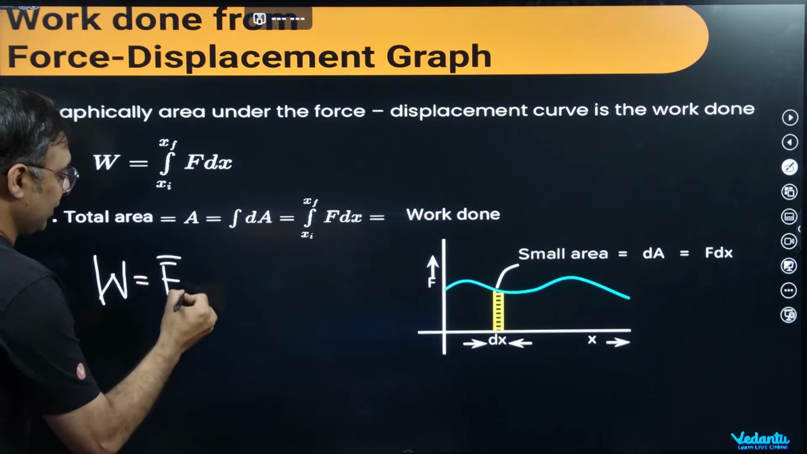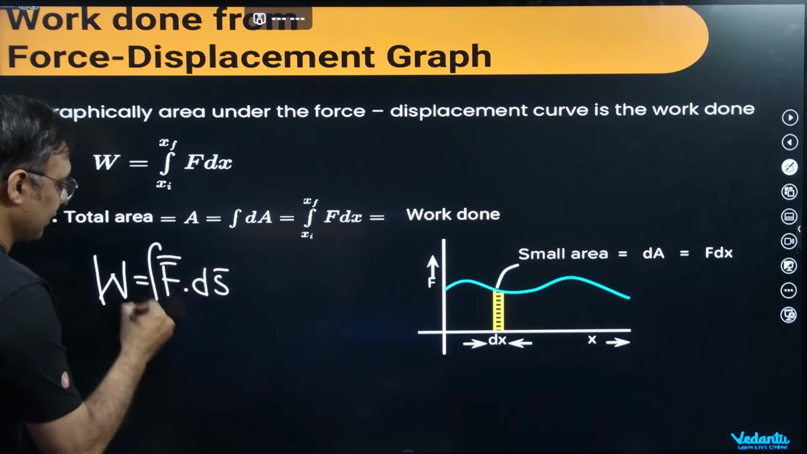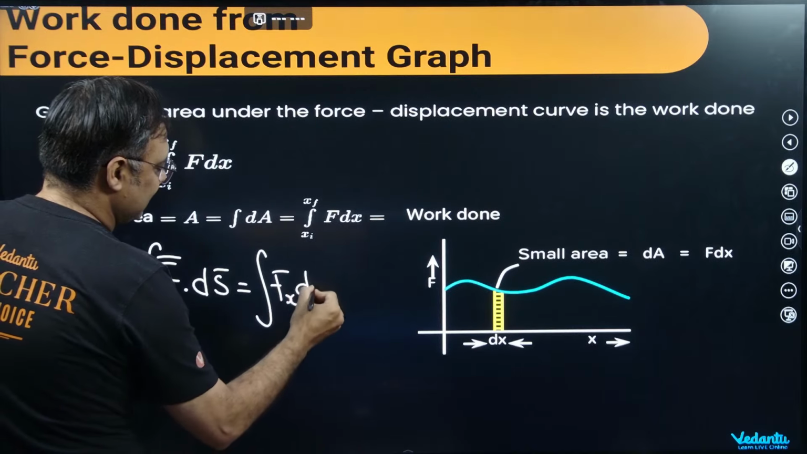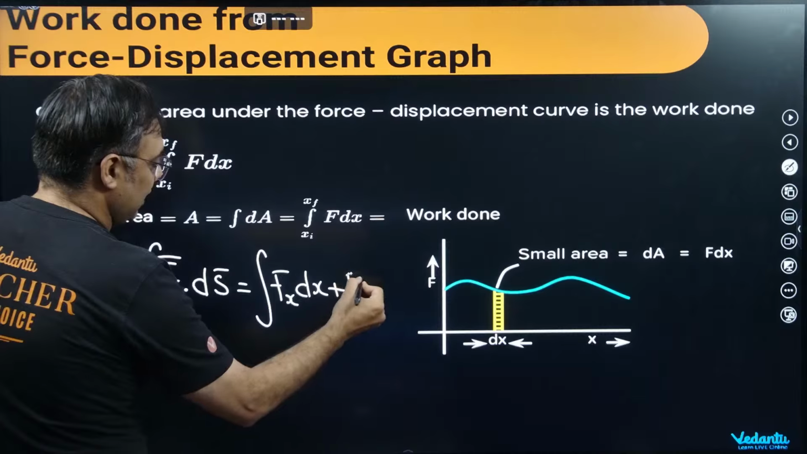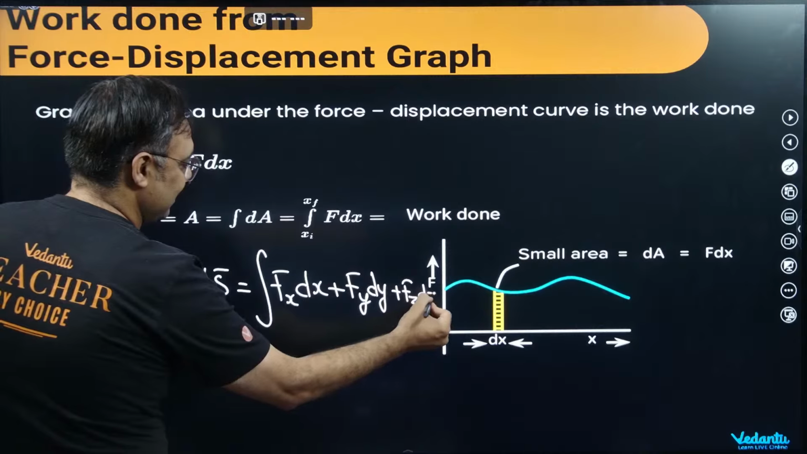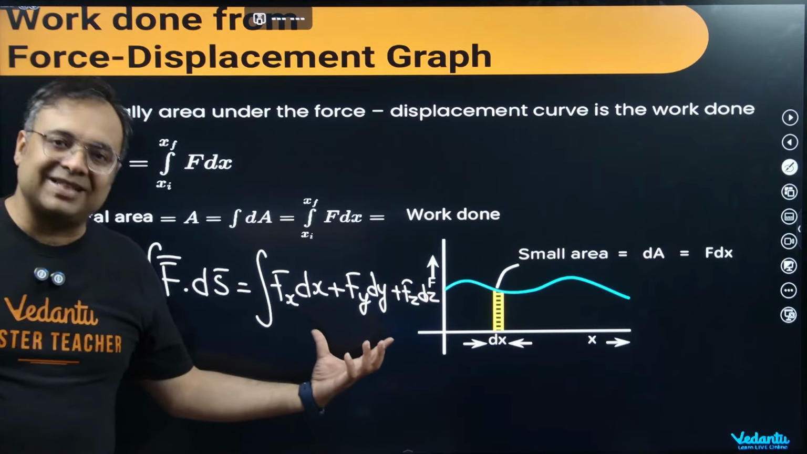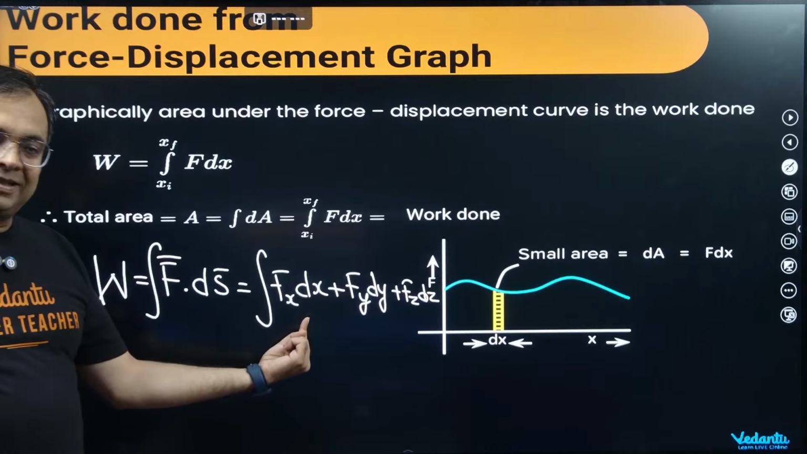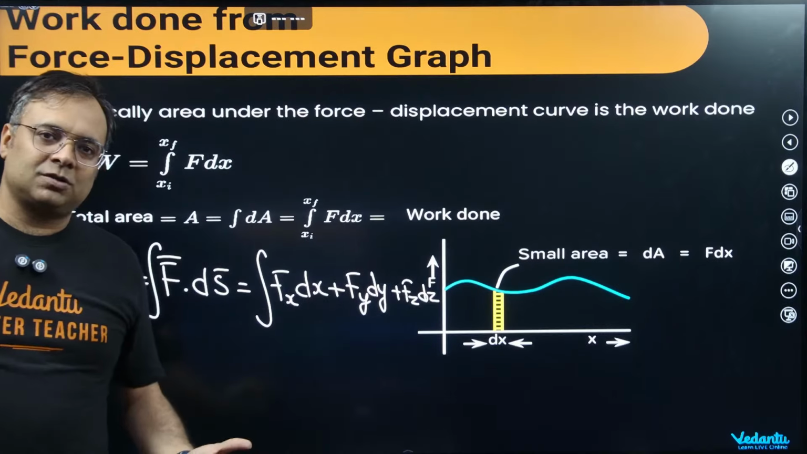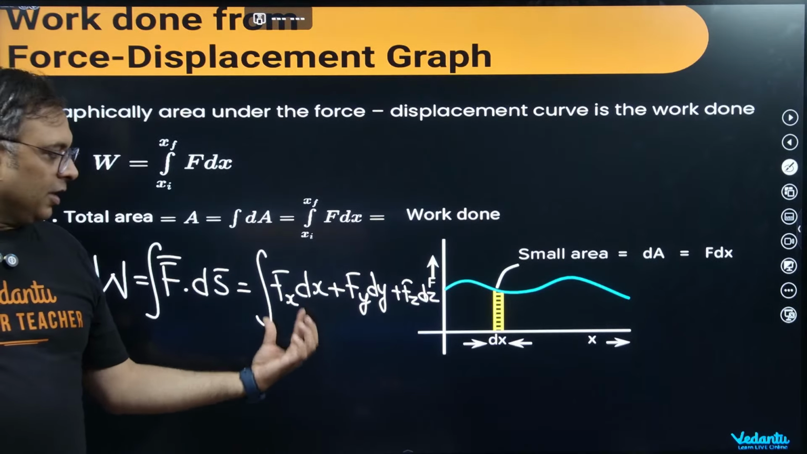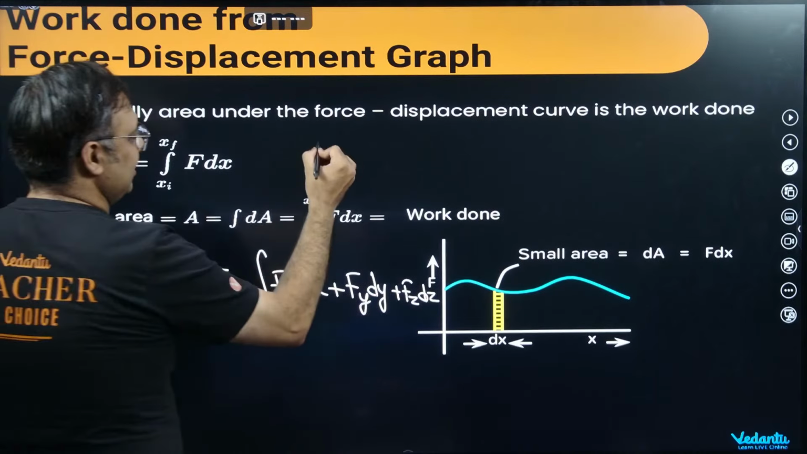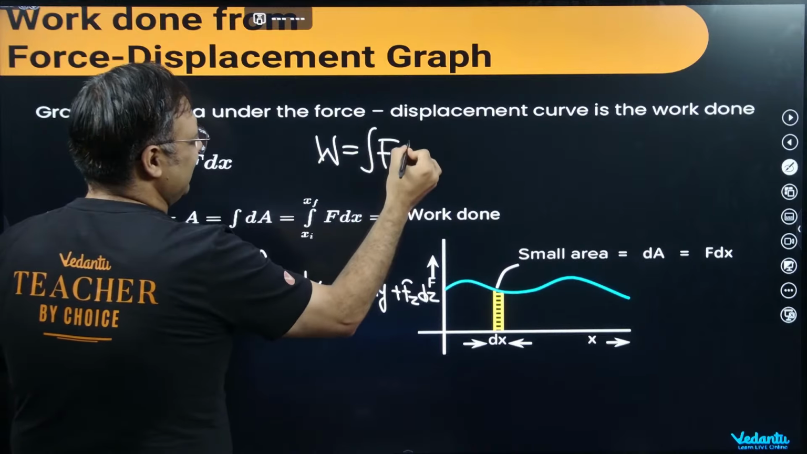Because if you see, the work done was the integration of F vector dot ds vector. I can write this as Fx dx plus Fy dy plus Fz dz, because we know the dot product formula. Now we just have to integrate this expression. If you have only one dimension force, then you just take one of them. If you have all three dimensions, you take all three. So generally for one dimension, we'll just write integration F dx.